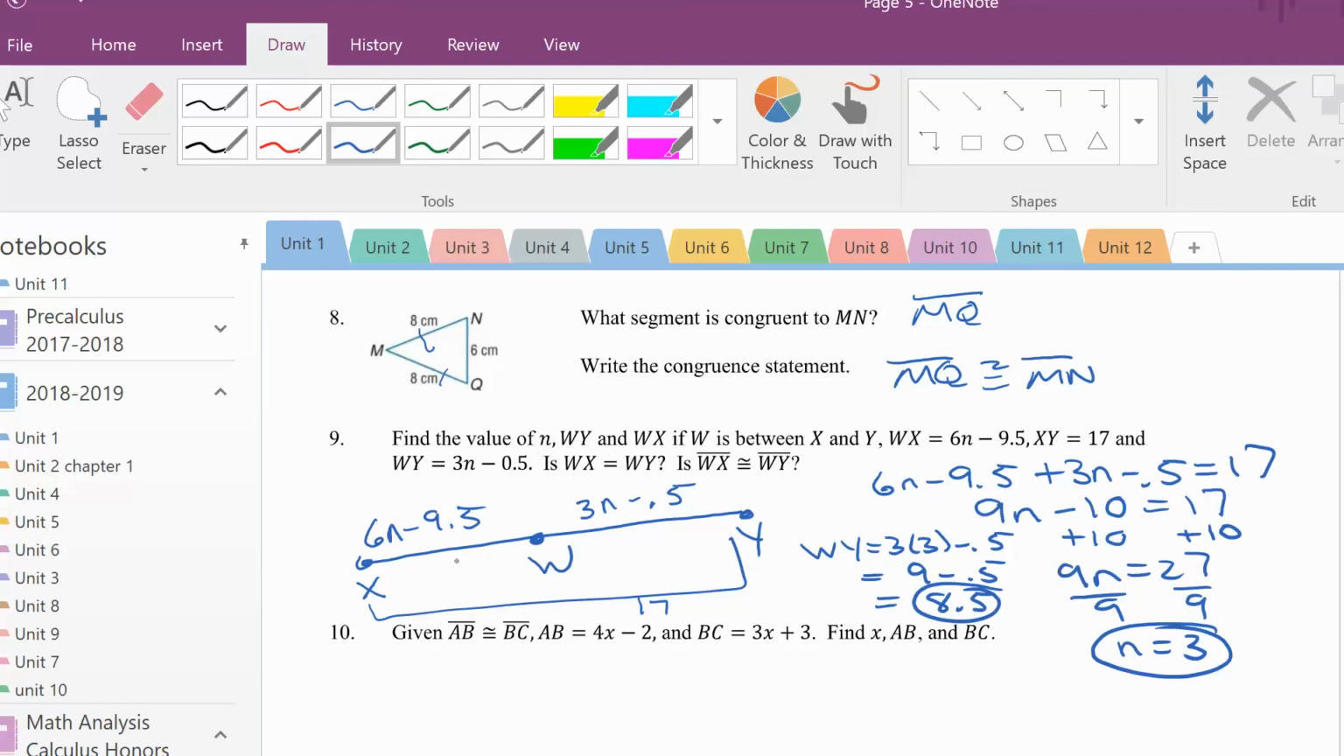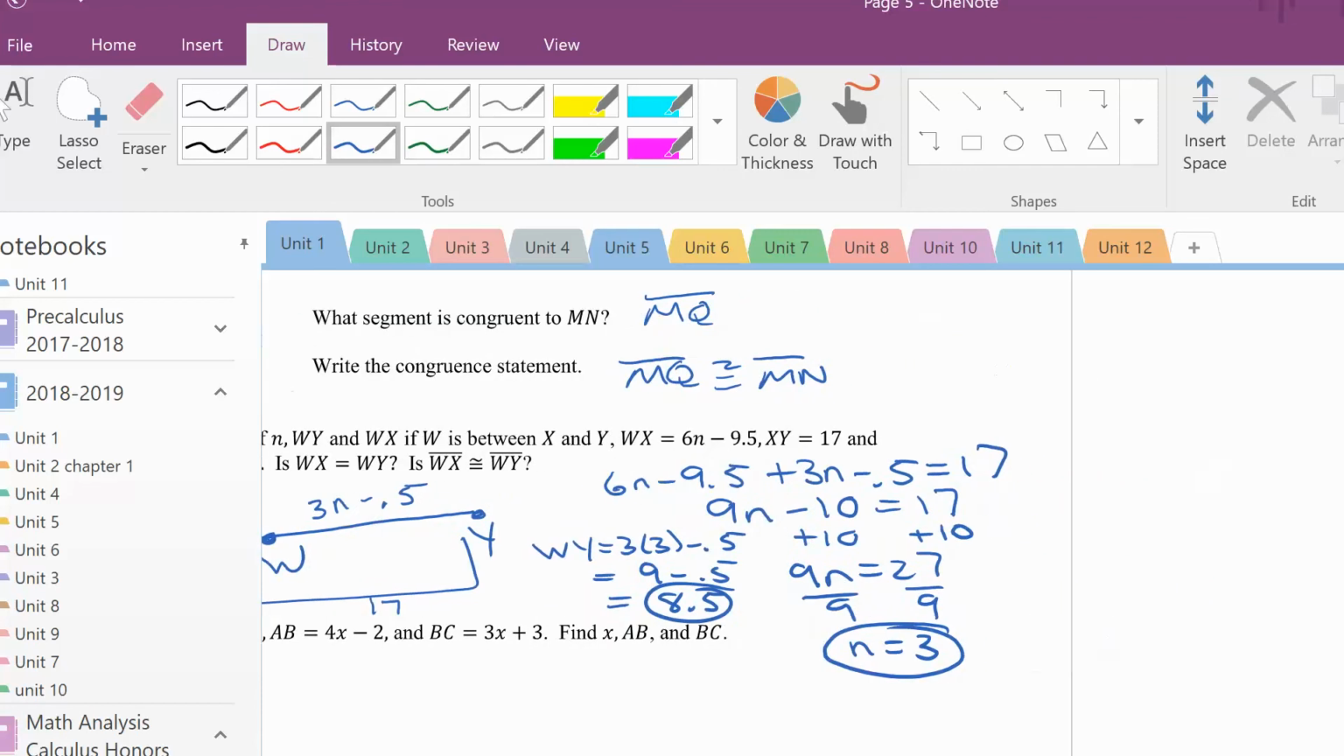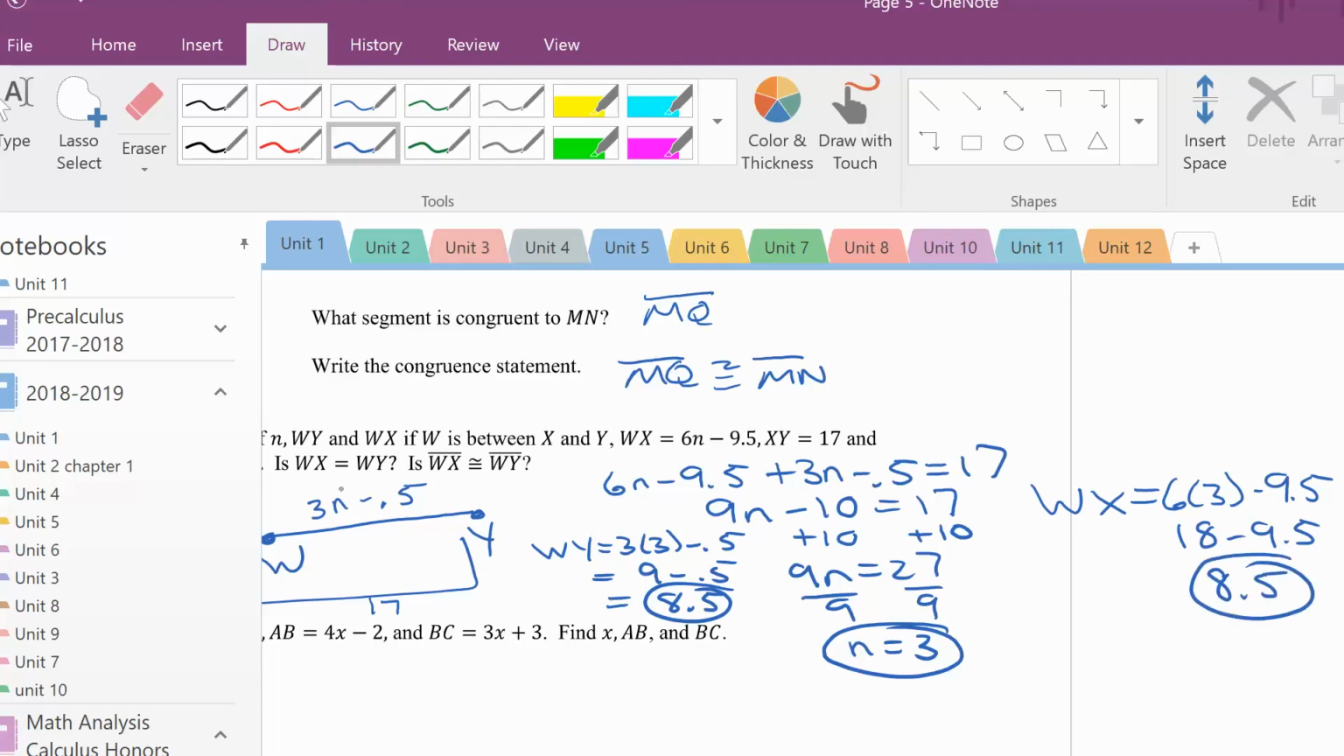And then when we find WX, do that over here. WX is equal to 6 times 3 minus 9.5. So 18 minus 9.5, which equals 8.5. And then the question says, is WX equal to WY? And the answer to that question is yes. WX equals WY, and that means the segments are congruent since the values are equal.